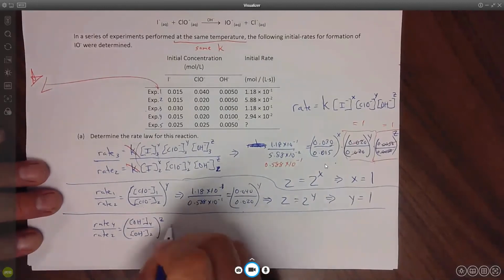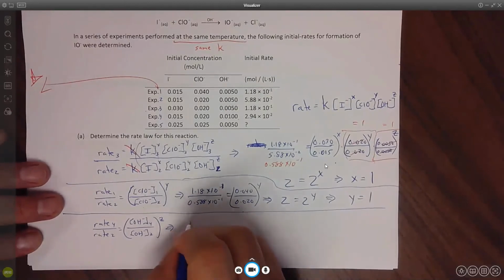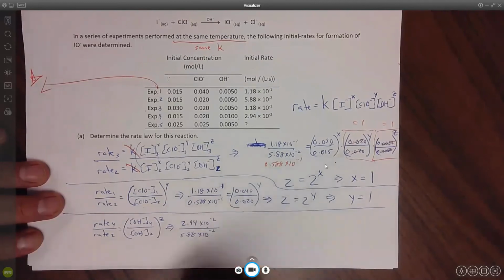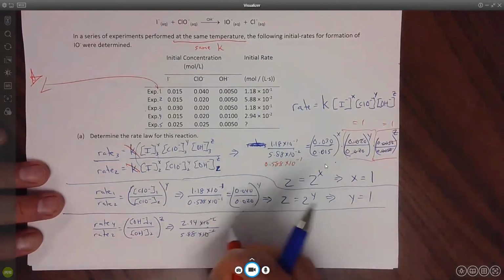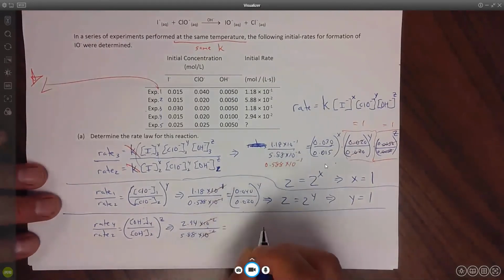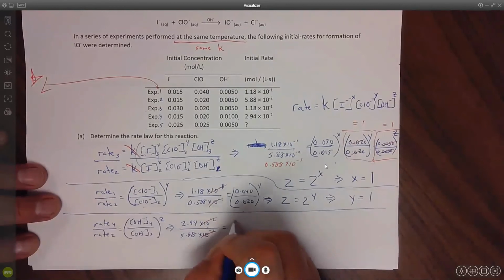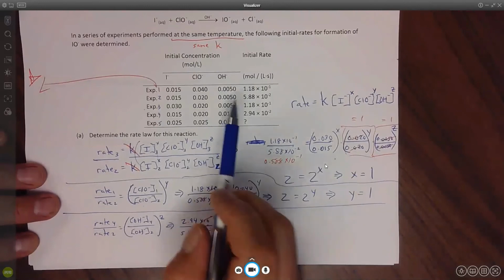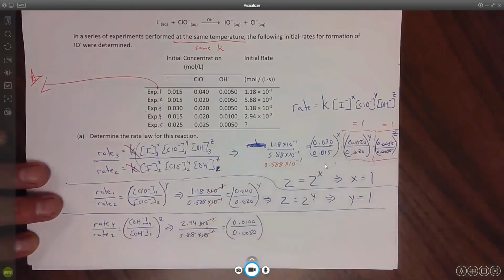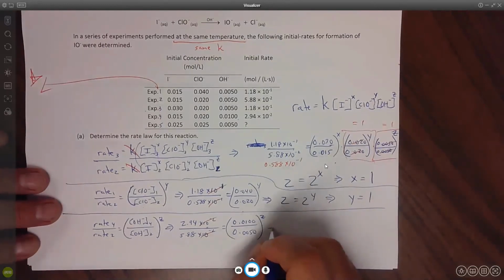Okay, so the rate of 4 was 2.94 times 10 to the negative 2. The rate of 2 was 5.88 times 10 to the negative 2. Now they're both 10 to the negative 2, so again we could just ignore them and just look at the numbers. And so that is equal to the concentration of 4, which is 0.0100, over the concentration of 2, which is 0.005. Again, the units are going to cancel, so I'm ignoring them. And that gives me Z.